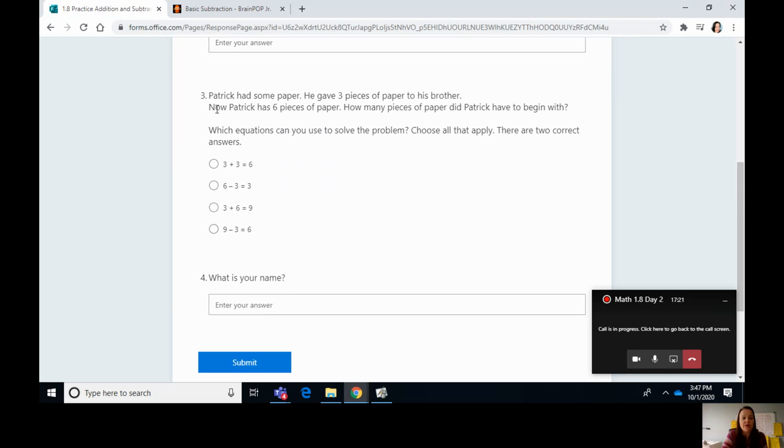Then you have a word problem here. Patrick had some paper. He gave 3 pieces of paper to his brother. Now Patrick has 6 pieces of paper. How many pieces of paper did Patrick have to begin with? Which equations can you use to solve the problem? Choose all that apply. There are 2 correct answers. So you will have 2 choices here. Then what is your name? And then you click submit.